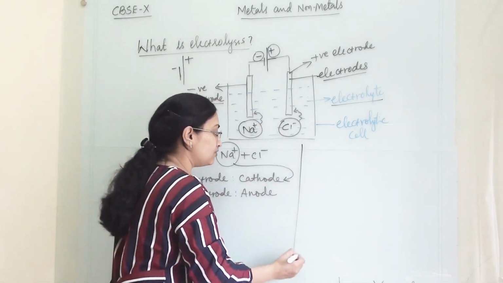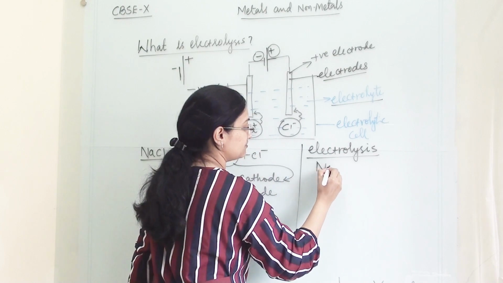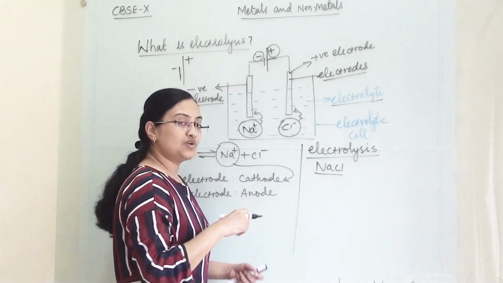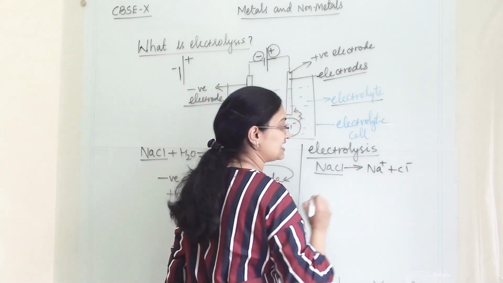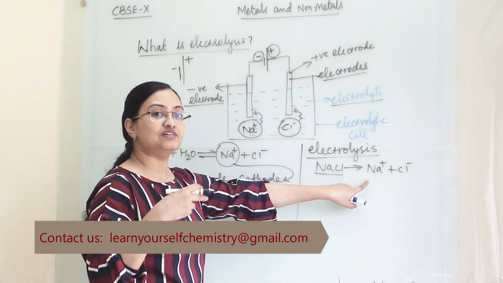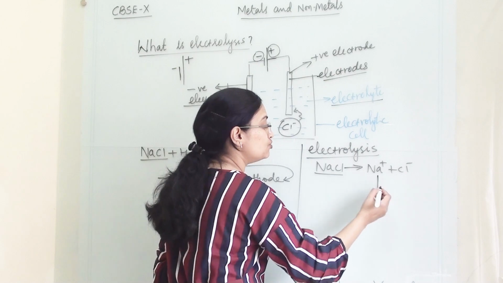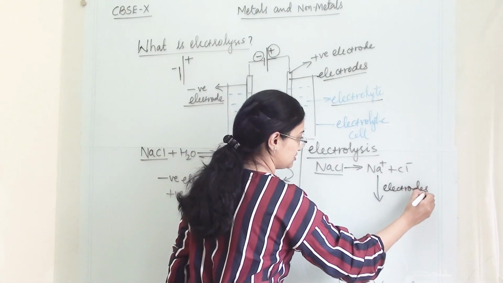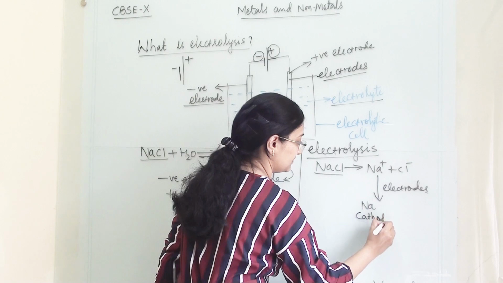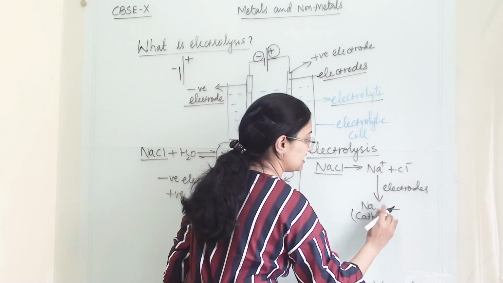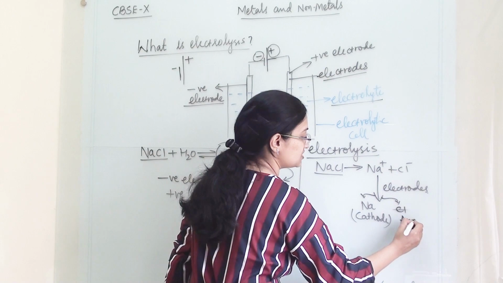So in the electrolysis process, what will happen? First we have the compound. Once we put it in the water, it will dissociate into Na plus and Cl minus. After this, we start passing a current. Once we start passing a current, the ions move towards their respective electrodes. So Na plus will go towards the cathode, and Cl minus will move towards the anode.